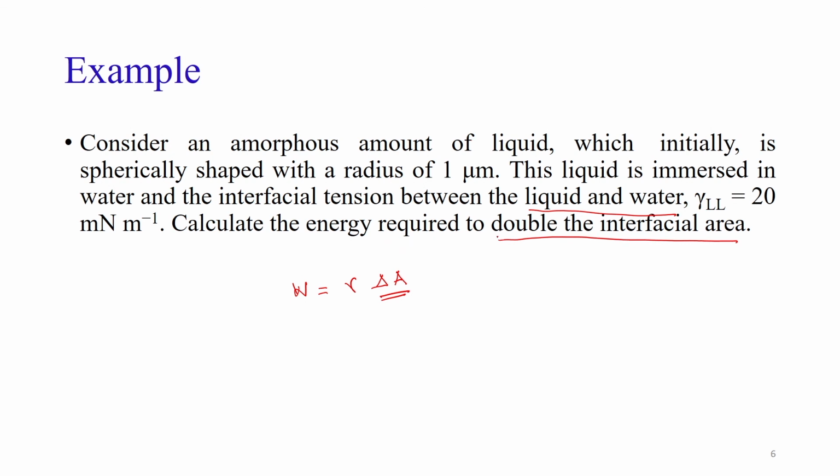What you want to do? You want to double the interfacial area. So, you have to calculate the delta A. If you can calculate it, delta A will be 4 pi r square. In case of R1 will be 1 micrometer and R2 will be 2 micrometer. It is almost you are doing double. So, if you calculate it, delta A into gamma, which is already given to you as 20 millinewton per meter, the answer will be 2.5 into 10 to the power minus 13 joule.